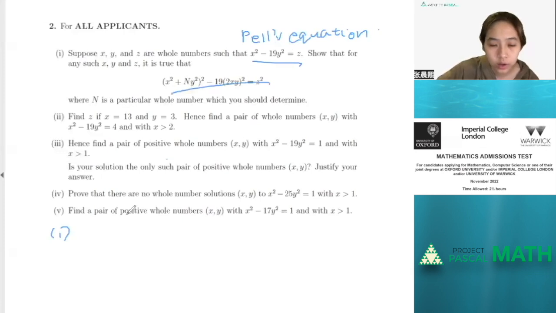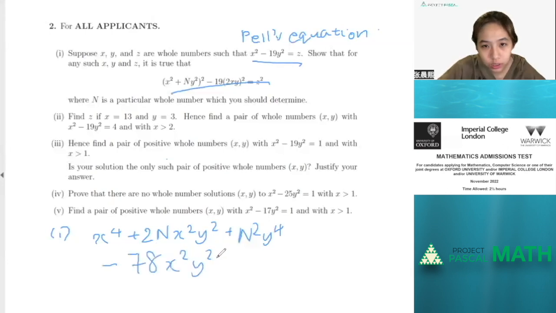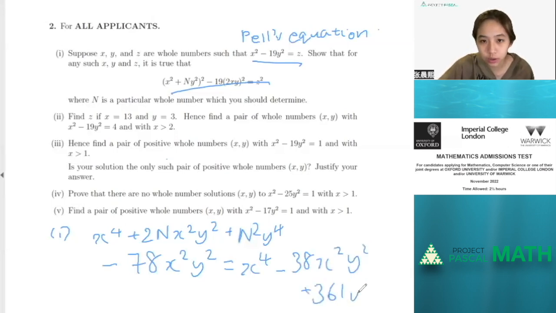So you expand this: x^4 plus 2nx^2y^2 plus n^2y^4 minus 78x^2y^2 equals, you want to show that it equals x to the power of 4 minus 38x^2y^2 plus 361y to the power of 4, because this is like c squared.